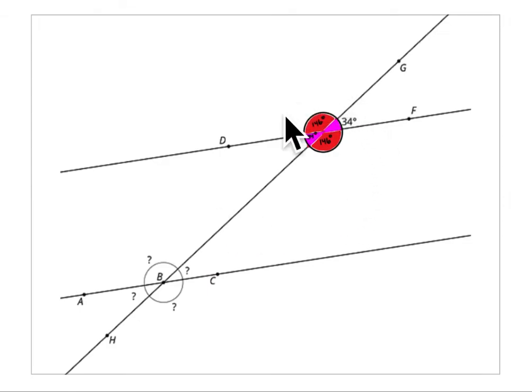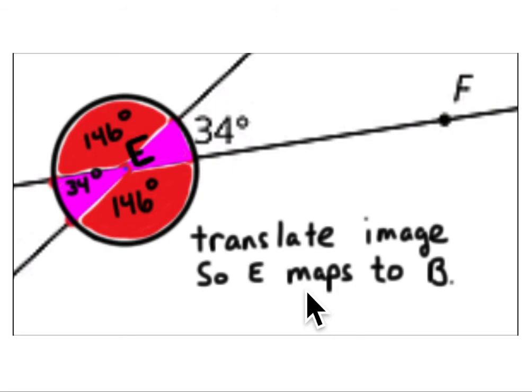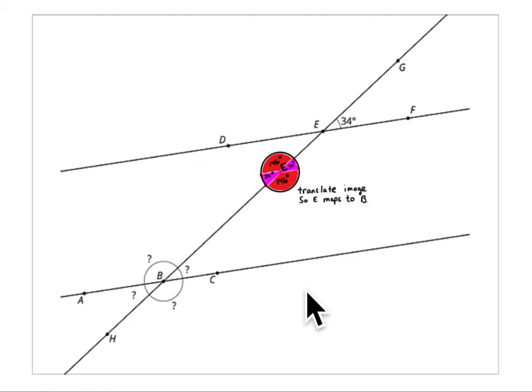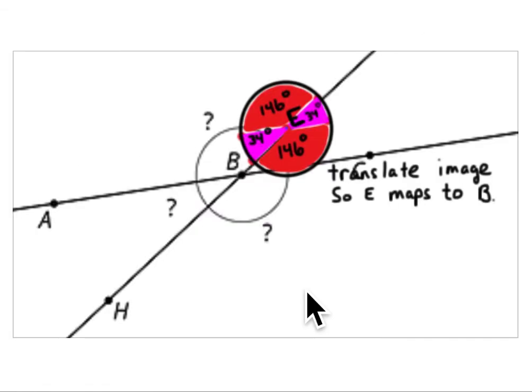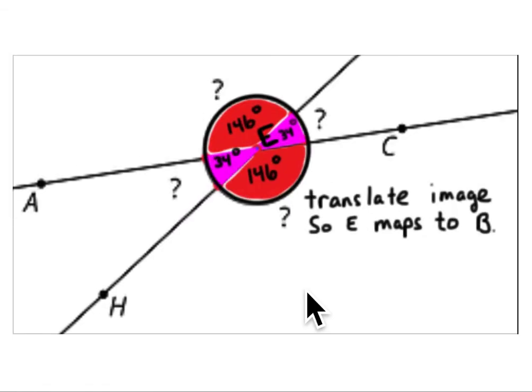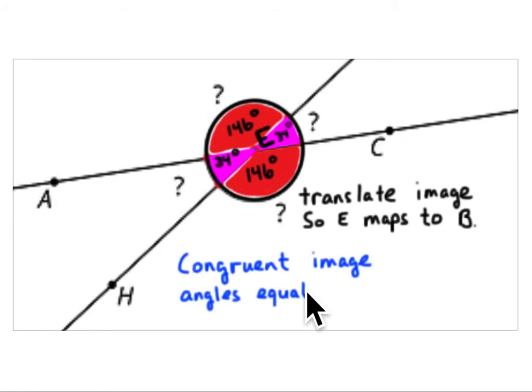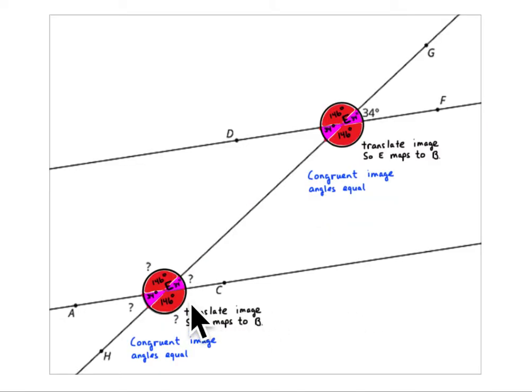So now what you can do is just take this whole image and rotate it down here. There are other ways to do this, and we'll get into that. But anyway, I'm just going to take it, translate image, so E maps to B. So translate the whole image down, move it down there, it lands right on top, and its congruent image angles are equal. So that means that all of these 4 angles are equal to these 4 angles. So it's 146, 146, 34 degrees, and 34 degrees.